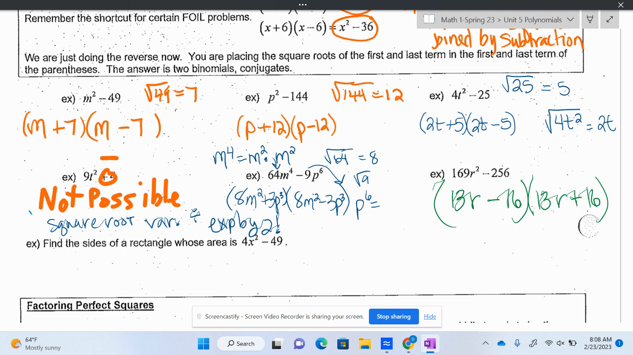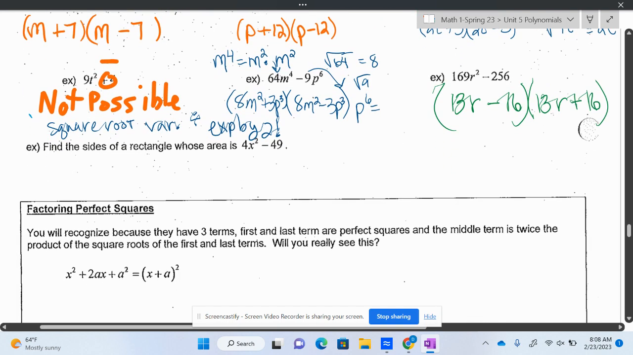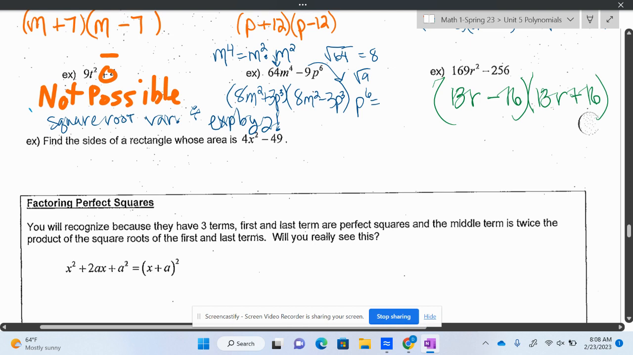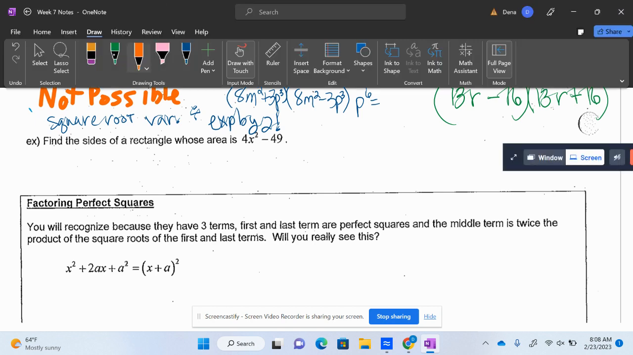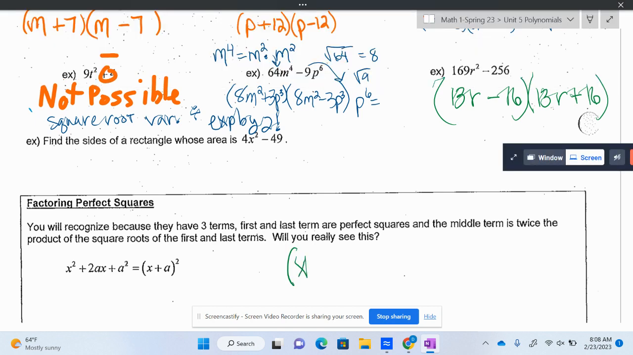So let's go down to factoring perfect squares. I'm going to go down to factoring perfect squares and talk about that. I'm changing out batteries and hoping that it works, but I don't know. Factoring perfect squares. So remember when we talked about a binomial squared. So we talked about examples like x plus 4, the quantity squared.